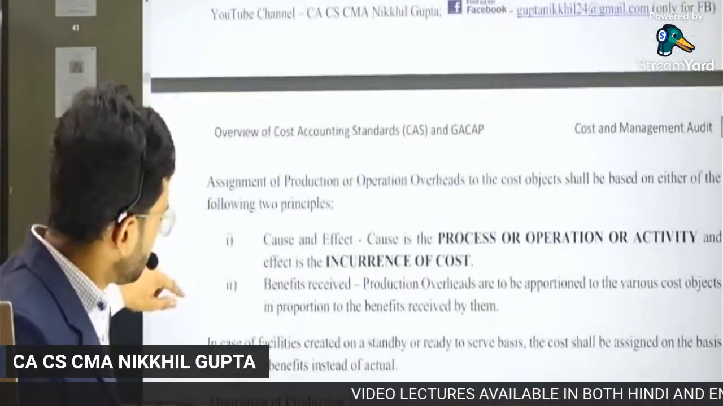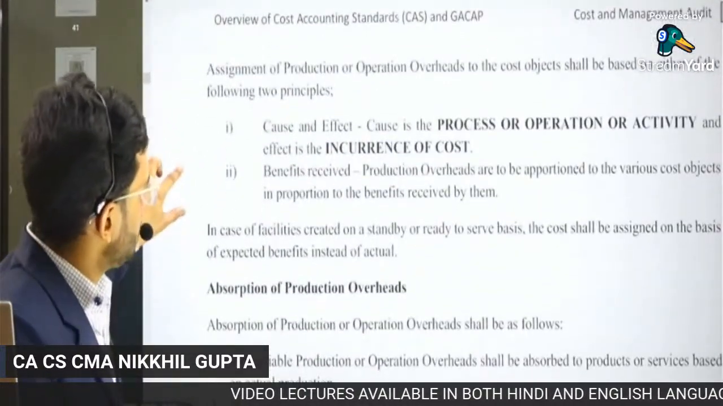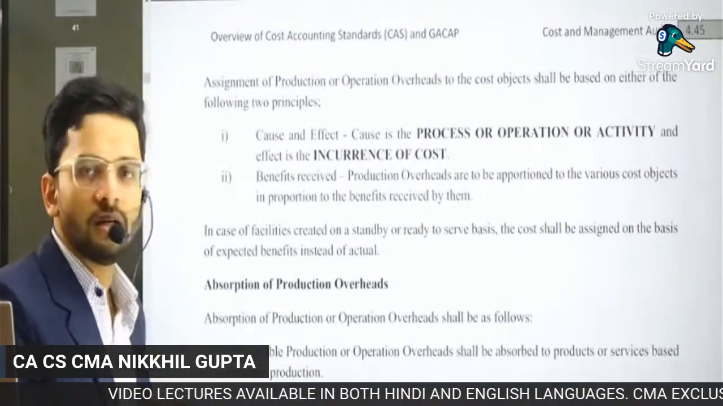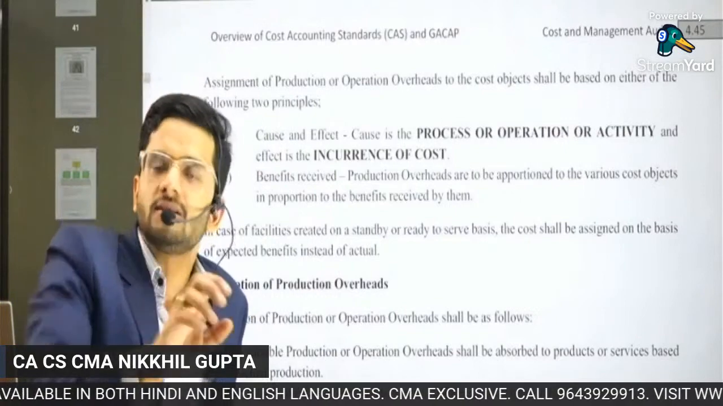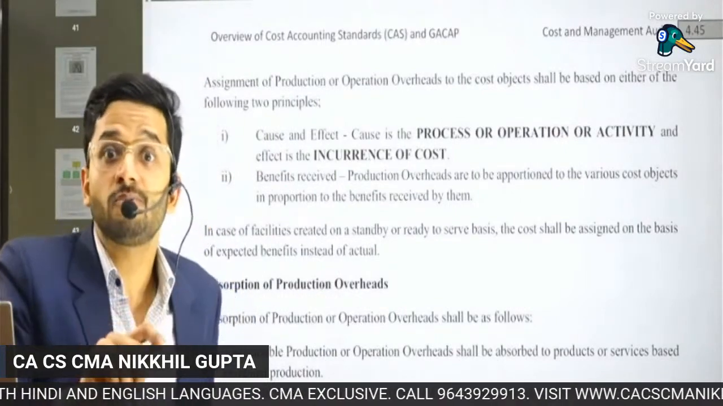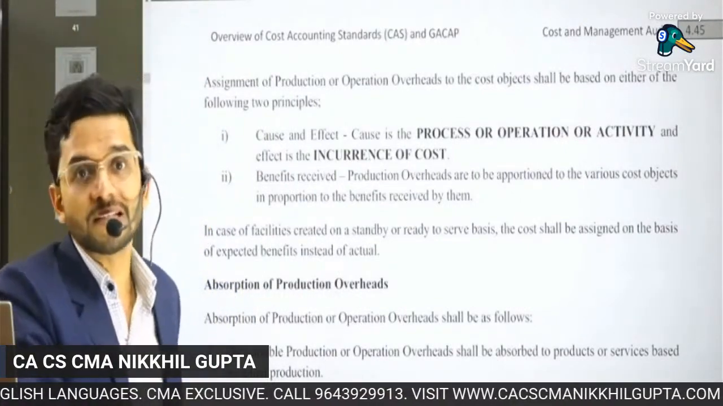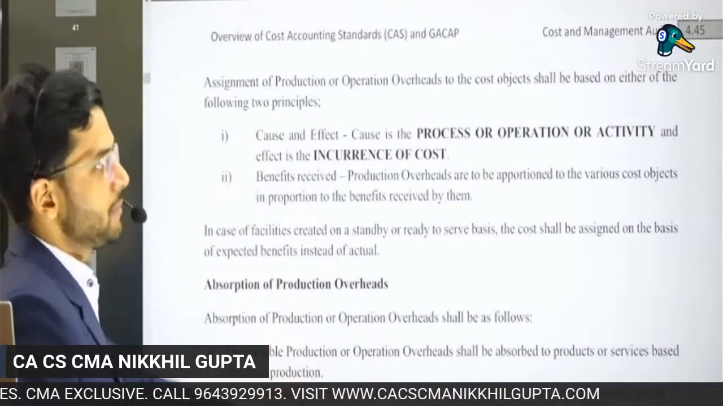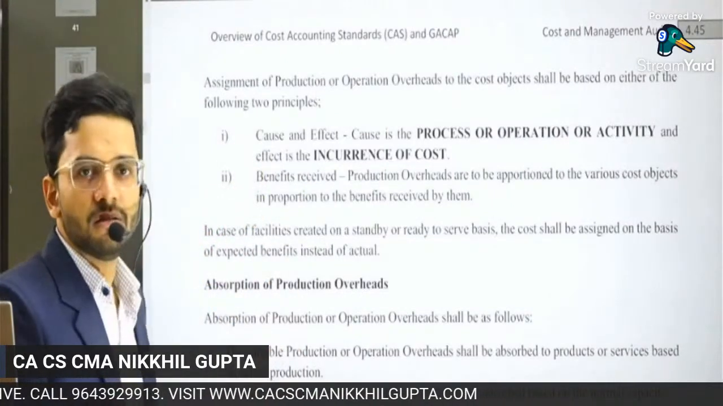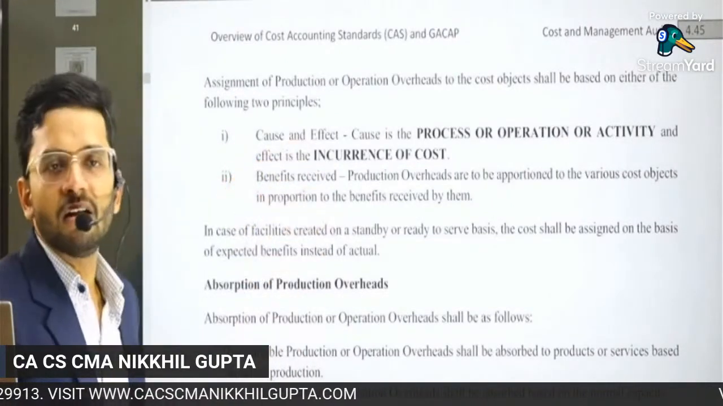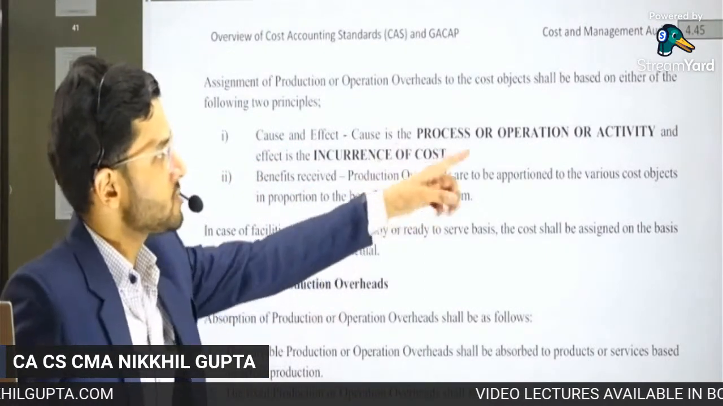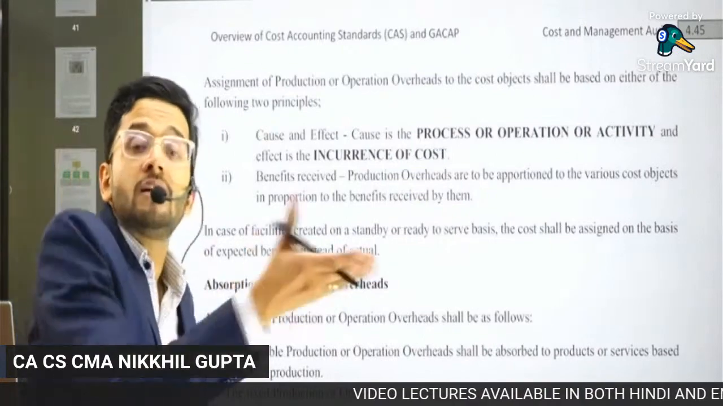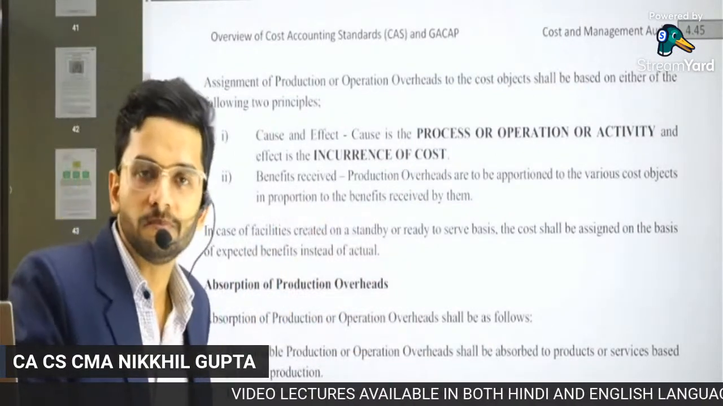Now, how do you assign production overheads? Assign means you need to actually club the entire overheads and allocate them according to the cost centers. That is known as assignment of overheads into various cost centers. So what is the principle that you will derive during assignment? Cause and effect relationship. You know which process, operation or activity has led to incurrence of this cost. That is the first principle.